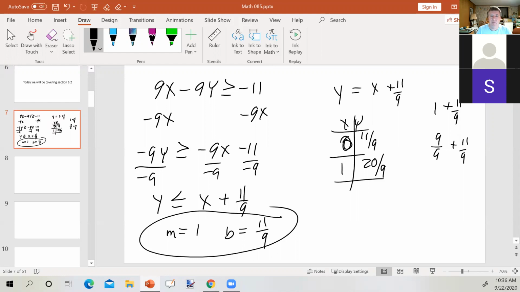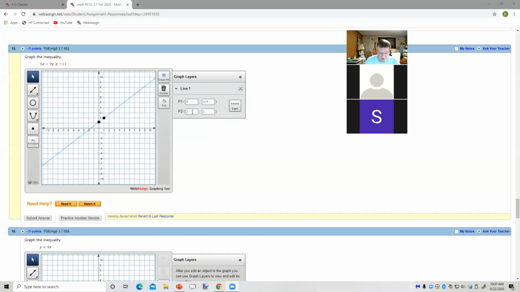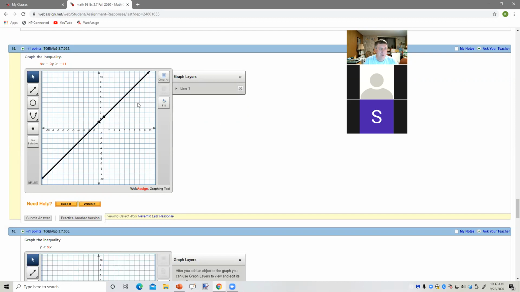Okay, so now I'm going to stop sharing that and go back to the WebAssign screen. I'm going to go to my second point right here. My x value is 1 and my y value is 20/9. Now my line has been moved, as you saw when I changed the coordinates. Okay, so there's my line, and it said y was less than or equal to x plus 11/9.